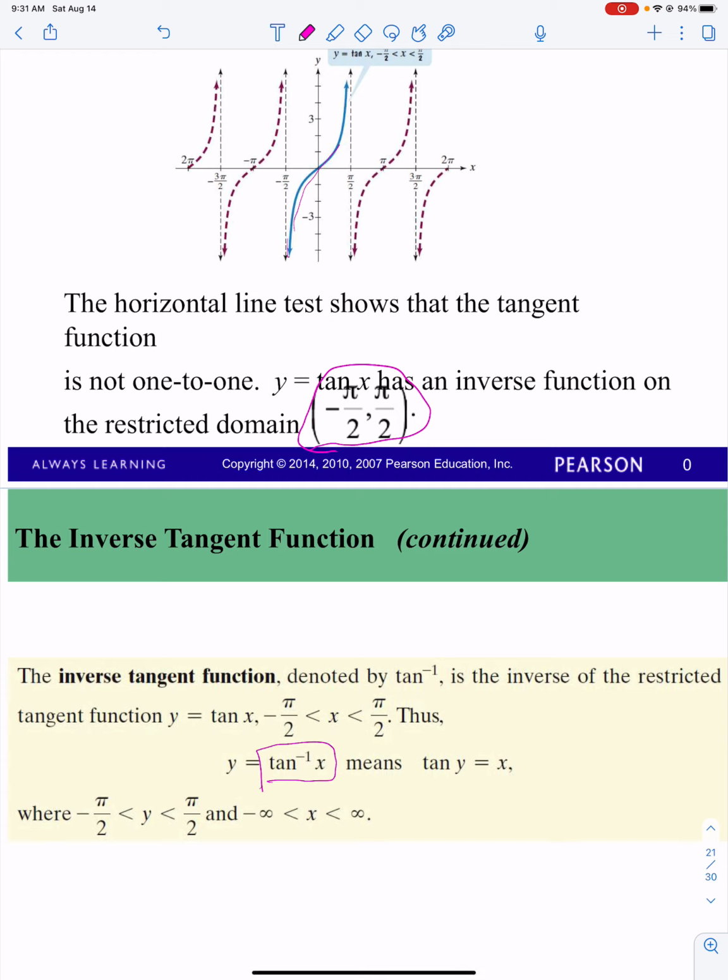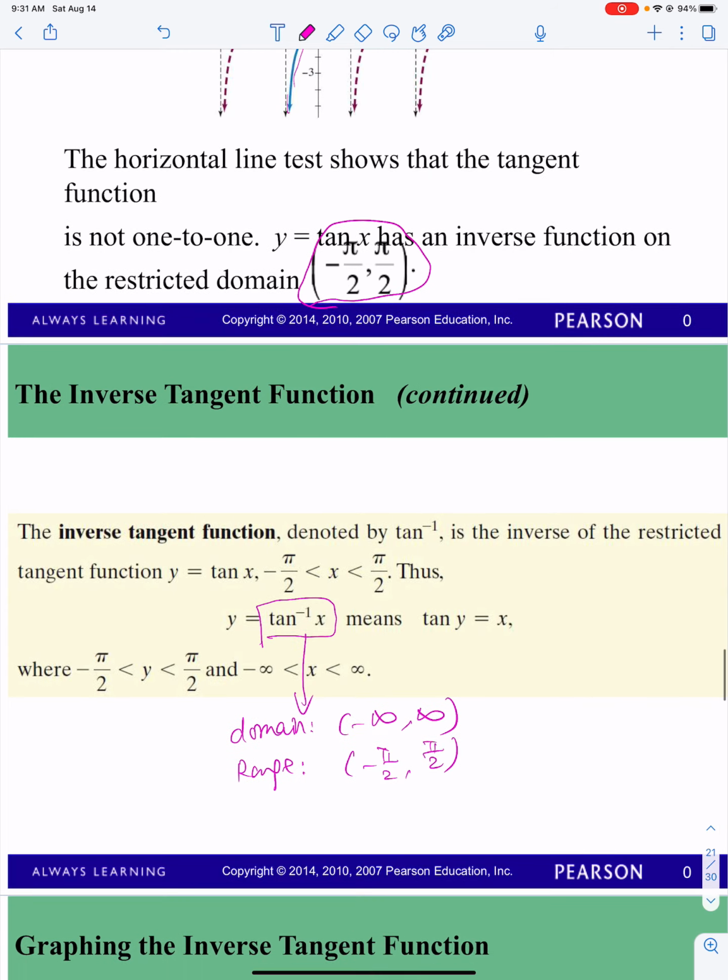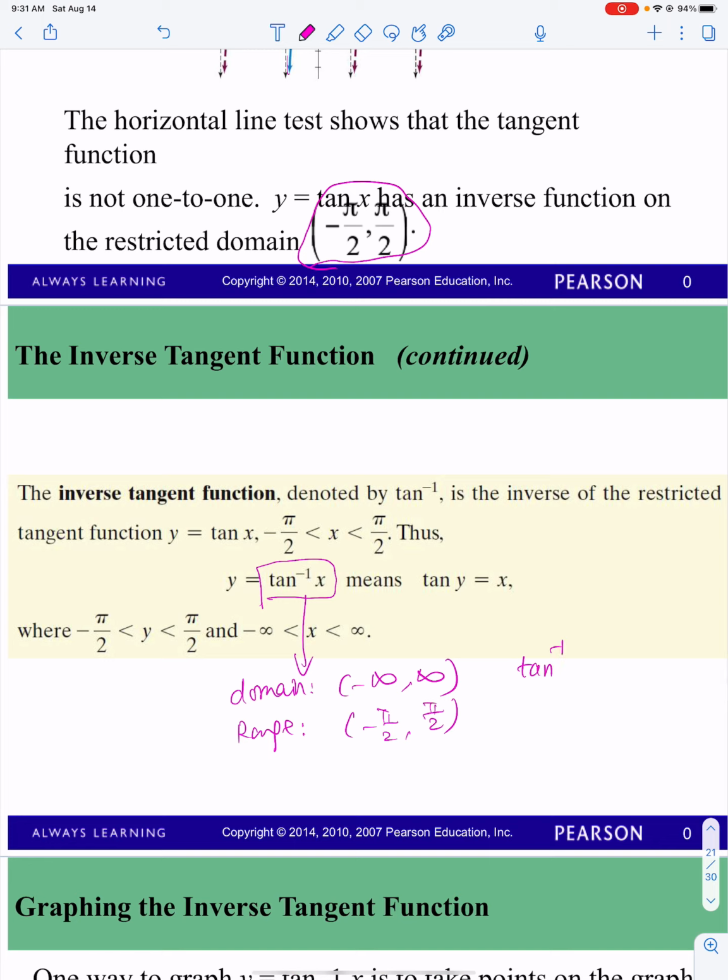So what will be the domain of tangent inverse x? It's negative infinity to infinity. And what will be the range? Negative pi over 2 to pi over 2. Okay, so the tricky one is, what will be tangent inverse of infinity? Pi over 2. This is the tricky one. So tangent inverse of negative infinity is negative pi over 2. Be careful.